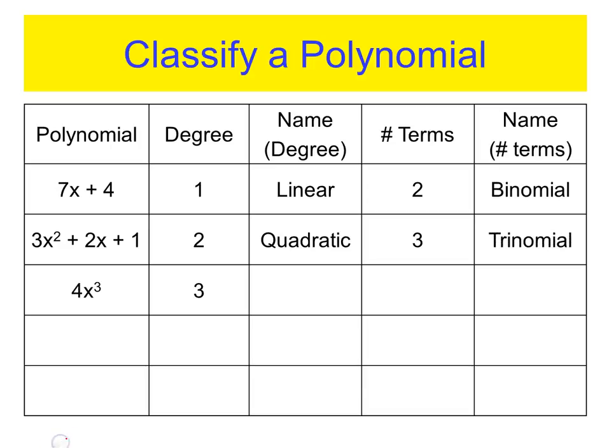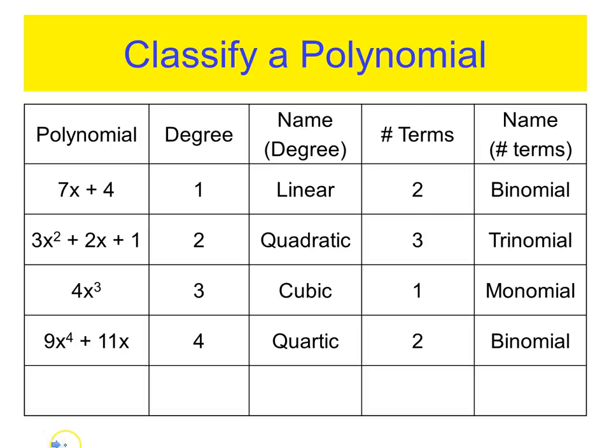4x cubed, that's a third degree. We call that a cubic. There's only 1 term there, so this is another monomial. 9x to the fourth plus 11x is a fourth degree, sometimes referred to as a quartic. In this case, there are 2 terms, so this is a quartic binomial. And finally, just the number 5, that's a 0 degree. We call that a constant. Since there's only 1, it's a constant monomial.